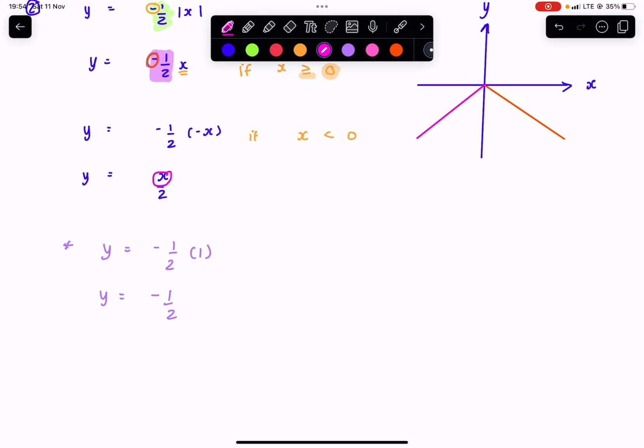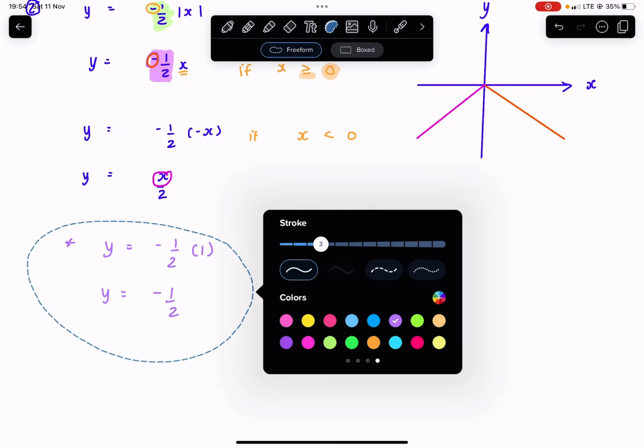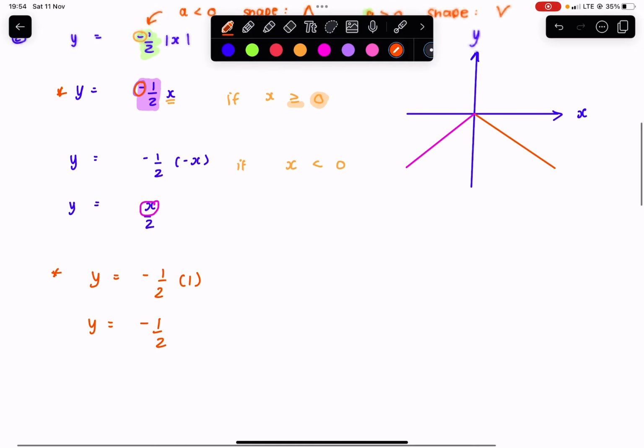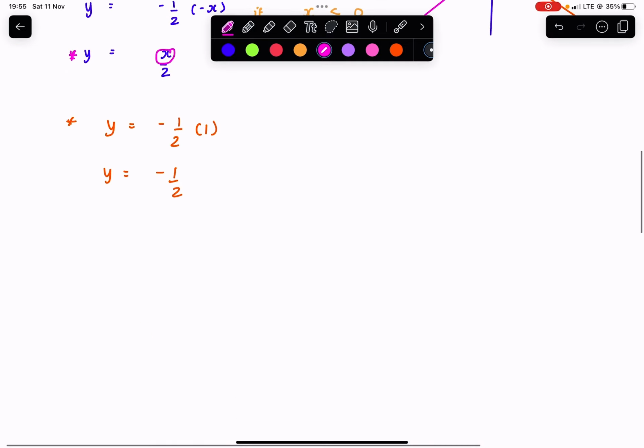Okay, this is great. So we're understanding what's going on. Let me just change the colors here so we understand what's going on. Okay, and then we can do the point. So when x is 1, y is equal to negative a half. Okay. The second equation we're dealing with is when y is equal to x over 2.